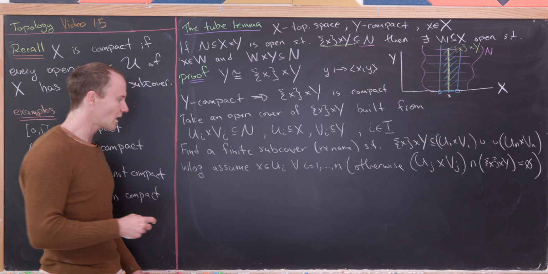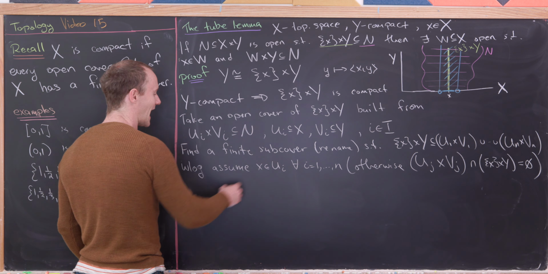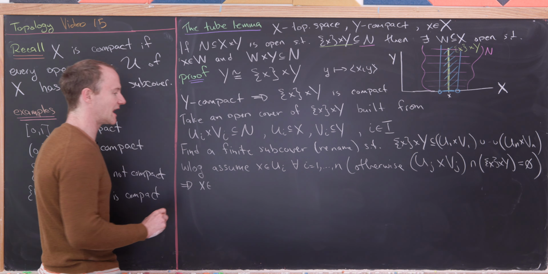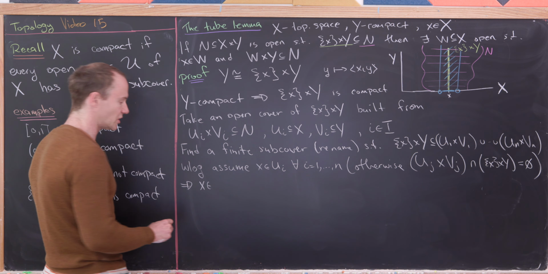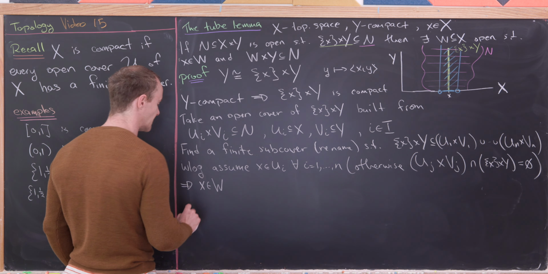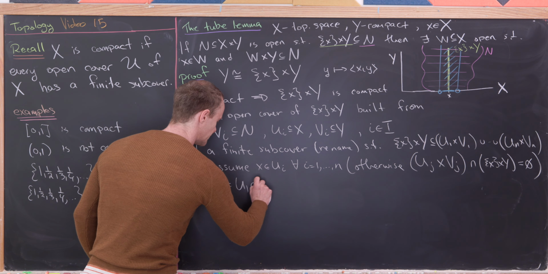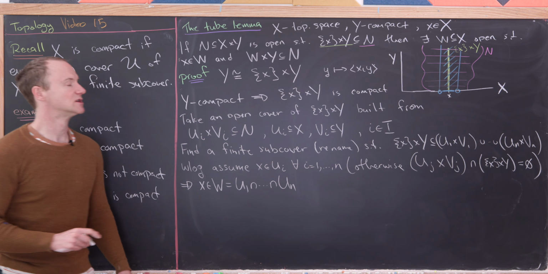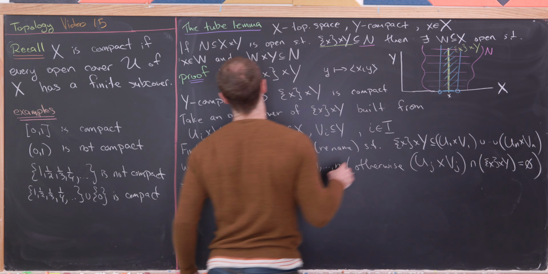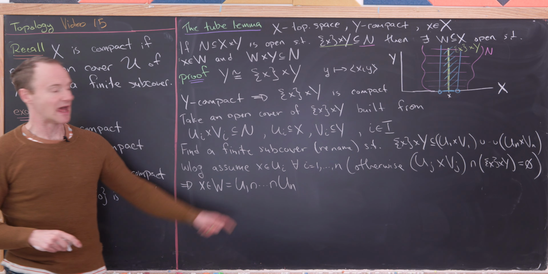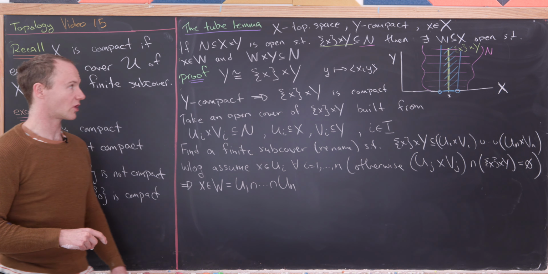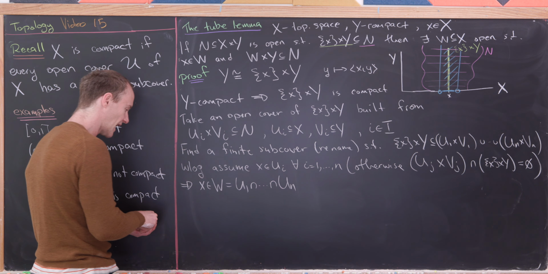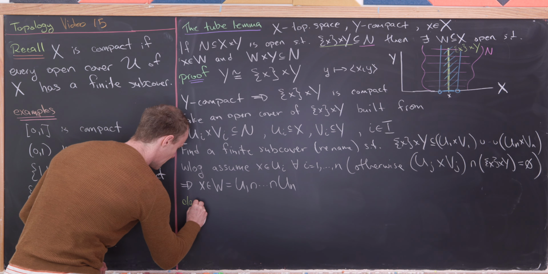Okay, but now if x is inside of all of those, then that means that x is inside of their intersection. So let's call their intersection W. Let's say W is the intersection of U_1 up to U_n, and that contains x. So check it out. We've just created a W containing x. And now we need to show that W cross Y is contained inside of N.